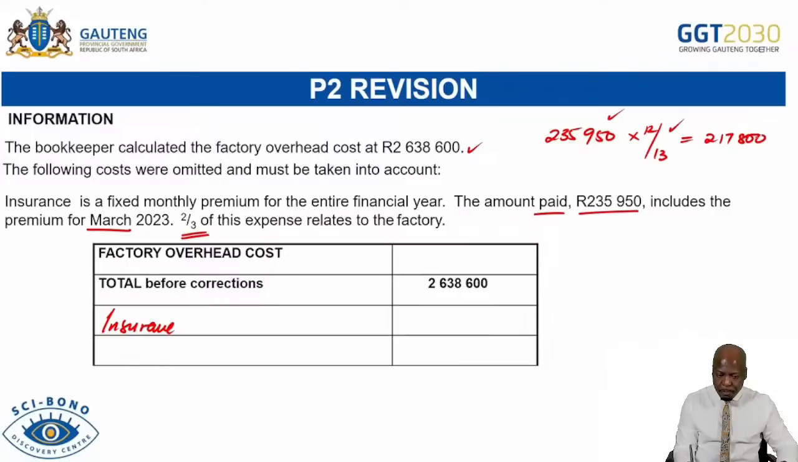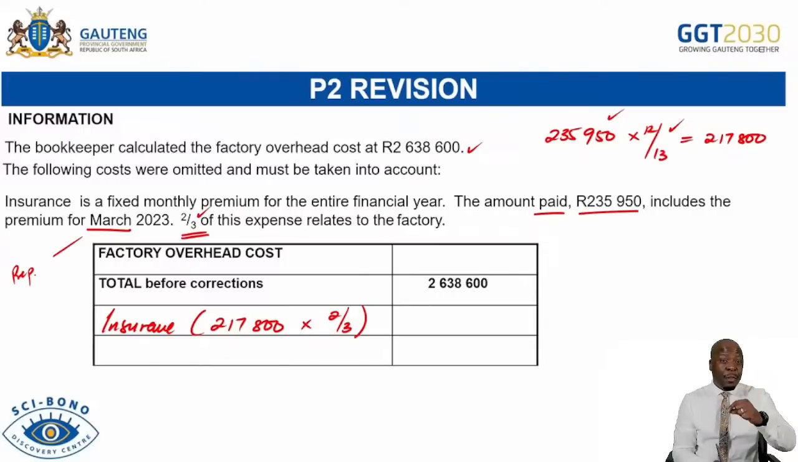217,800. So come here now on my insurance. I'm now saying 217,800. That amount now. Then 2/3 of this relates to the factory. Then I can only bring the 2/3 here after I have adjusted for this prepayment. Very key. Adjust either for the prepayment or for the accrual before you can allocate.